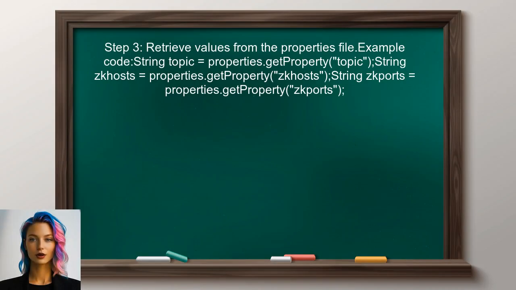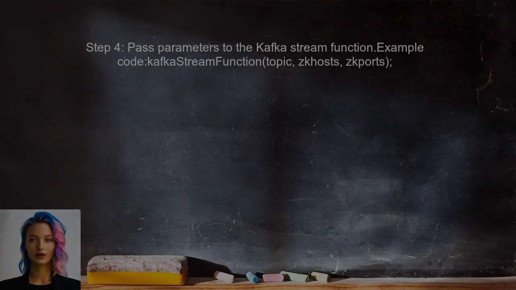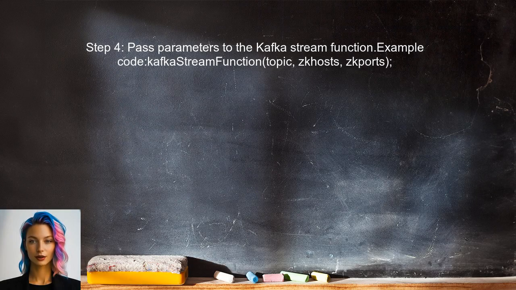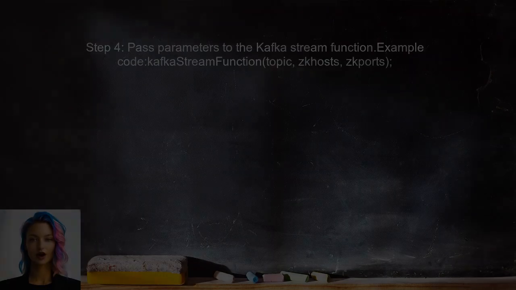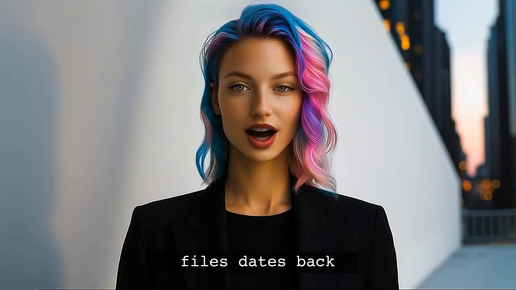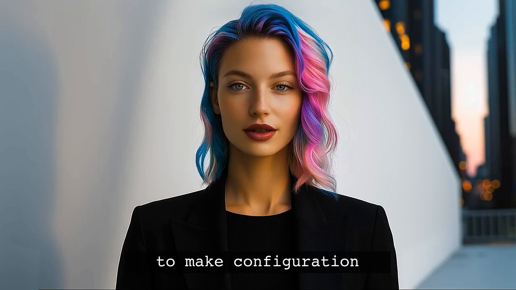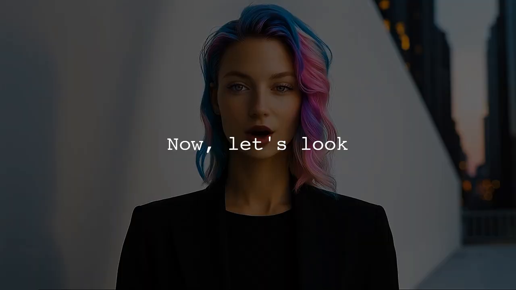Now the user can retrieve the values from the properties file. They should extract the topic, zookeeper hosts, and ports using the appropriate methods. Finally, the user can pass these parameters to the Kafka stream function. This allows for dynamic configuration based on the properties file. Fun fact, the concept of properties files dates back to the early days of Java. They were designed to make configuration easier, and they still do.